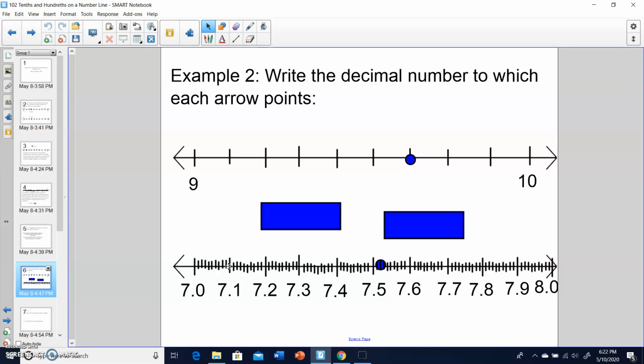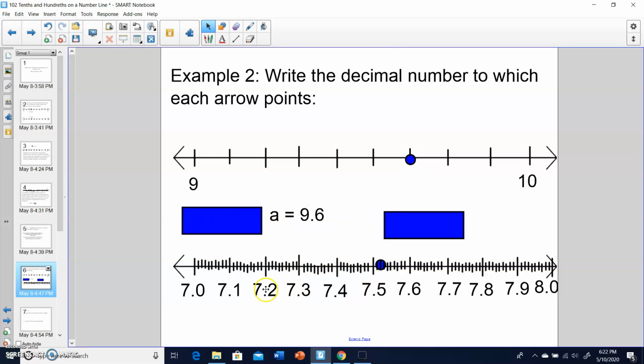Okay, example 2. Write the decimal number to which each arrow points. On example 2, I am between the 9 and the 10. So I'm 9 and how much more? This one is showing 10 spaces in between the 9 and the 10, so I'm going to be in tenths. So 9 and 1/10, 2, 3, 4, 5, 6 tenths. There are 10 spaces in between the 9 and the 10, so I'm working with tenths. This is the 6th one, so 9 and 6 tenths.